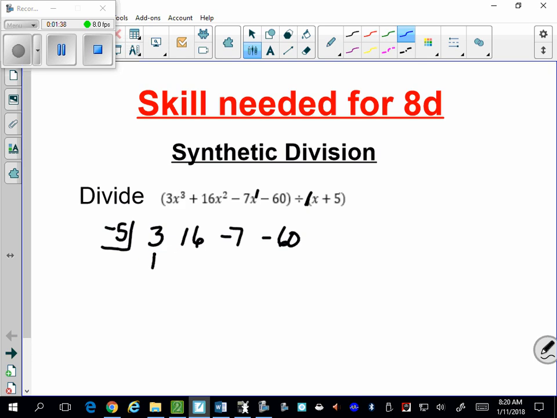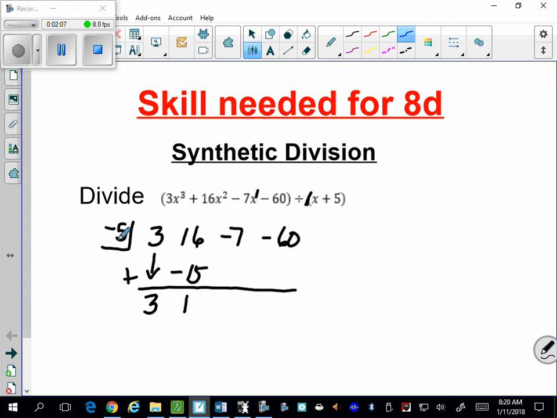So the first thing you do, take the first number and draw an arrow, drop it down below a line that you draw. Next, you take what's in the box, the -5, and you times it by 3, the first number, so it's -15. Now we're going to add. Unlike long division, here we're going to add. So 16 plus -15 is 1.